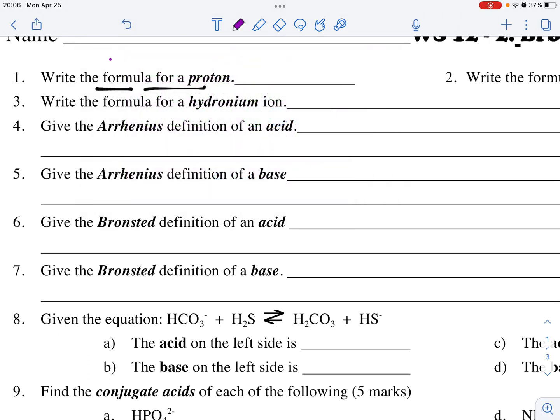The formula for a proton in the context of this unit will be H+. Remember that we talked in class about a proton can be a hydrogen atom that has lost its electron. And a hydrogen atom that's lost its electron is an H+.